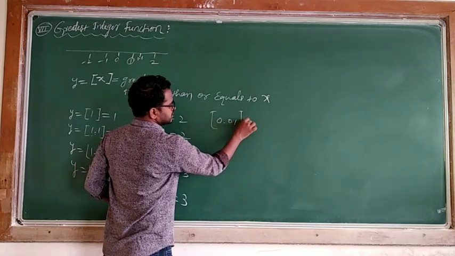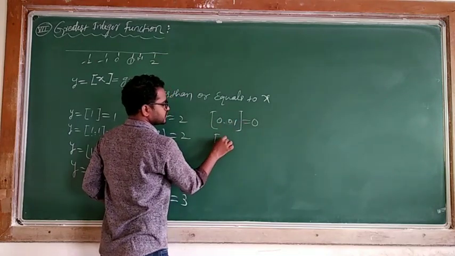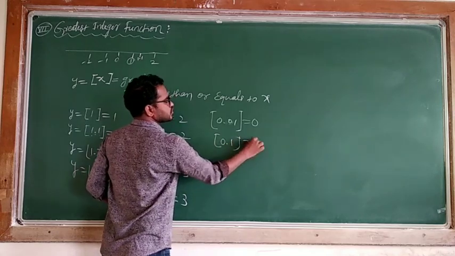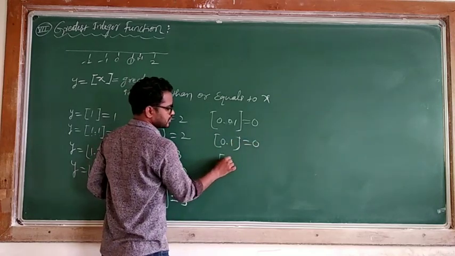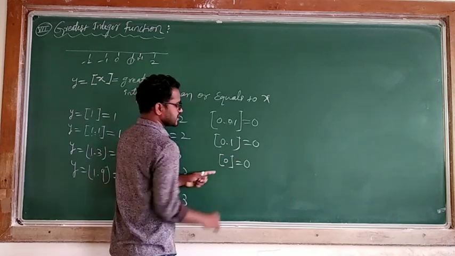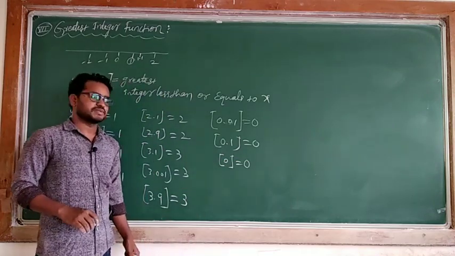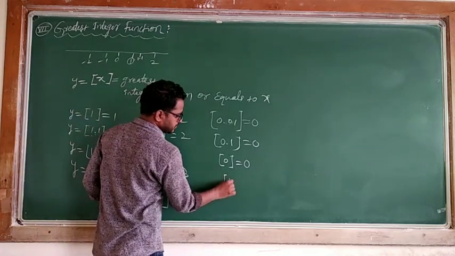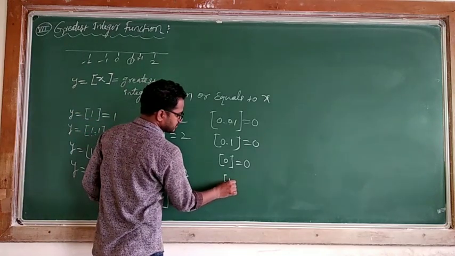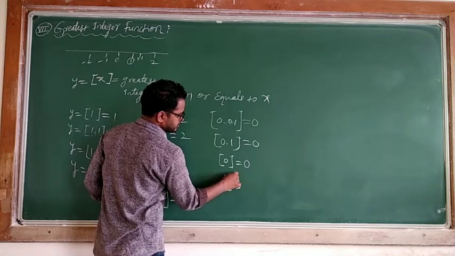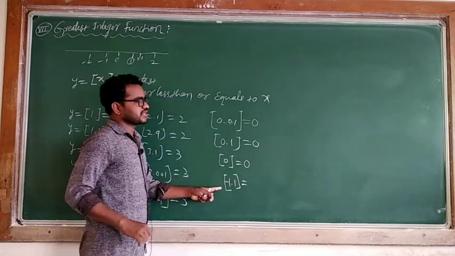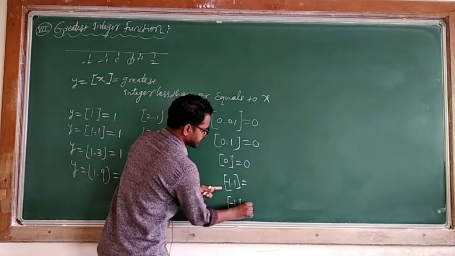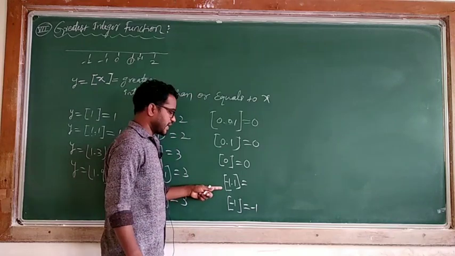If it is 0.01, which is lesser than this, 0. If it is 0.1, it is a 0. If it is exactly 0, which is an integer, you will get 0. So in this case, if it is minus 1, minus 1 is minus 1 only. I can take minus 1 as minus 1 only.